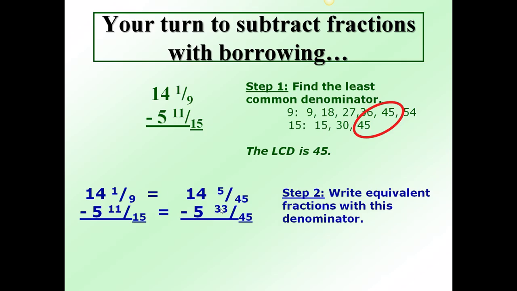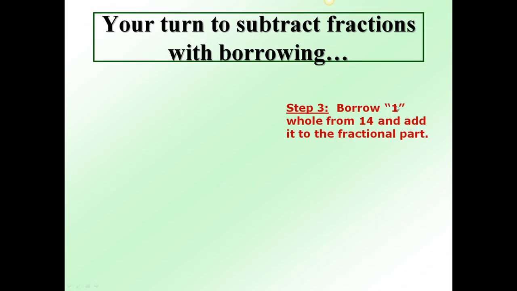All right. Now we would like to subtract. We're ready, but 5 can't take away 33. Nope. But we agree 14 and 5 45ths, that's a weird thing to say, is bigger than 5 and 33 45ths. So we are capable of subtracting. I just can't do my fractional parts yet. So I need to find a fancy form of 1. So let's do it. I need to borrow 1 whole from 14. So 14 is going to turn into what number? Say 13. That is correct, 13.